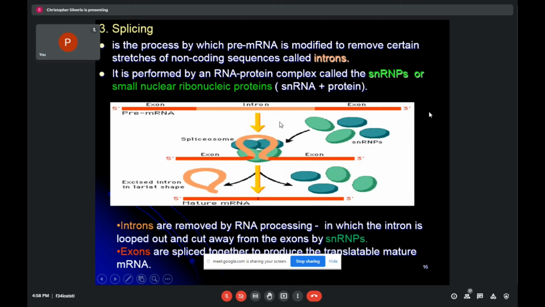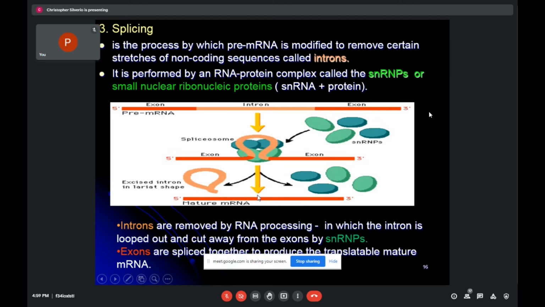What will happen? This will form a loop in the intron to form what is known as the spliceosome. And then it will remove the intron. This is the intron, it will remove the intron. And this is now the messenger RNA, the matured messenger RNA. And this is the intron, and these are the snRNPs.